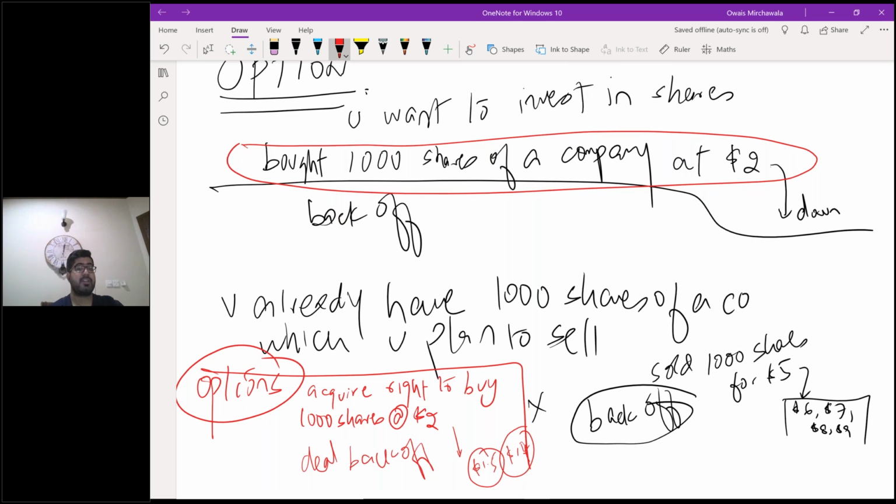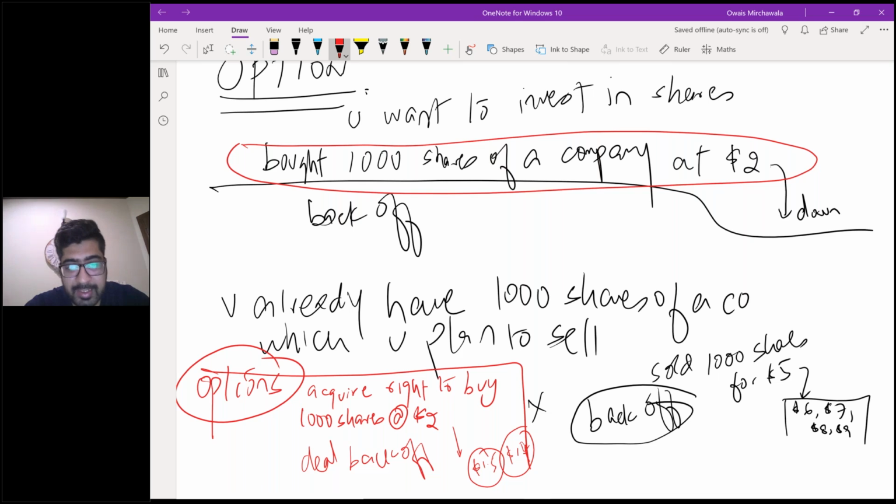So see how much the investor is protected here. If he just goes randomly into the market and buys 1,000 shares, there is no U-turn. He has bought shares. Now, if the prices go down, he will definitely suffer loss. But if he just takes a right to buy shares at $2, he's protected so much that if the prices start going up, he will exercise his right to buy 1,000 shares at $2, get 1,000 shares at $2, sell them for 3, 4, or 5 in the open market and earn a gain. But if the prices start going down, he will back off from this deal.